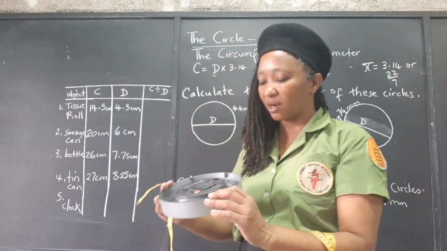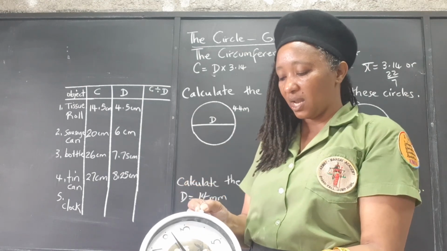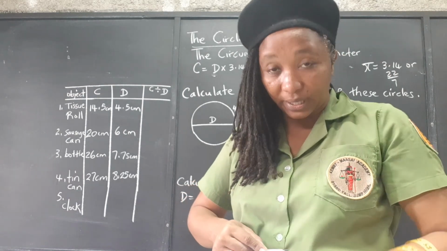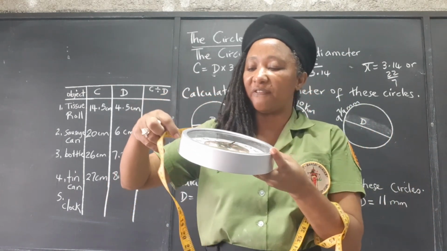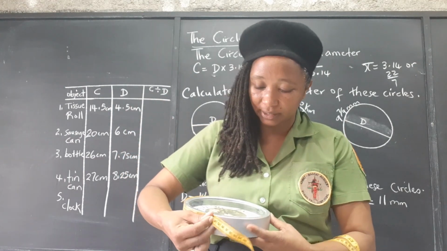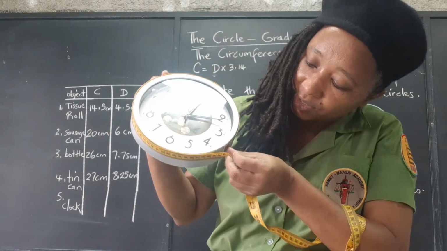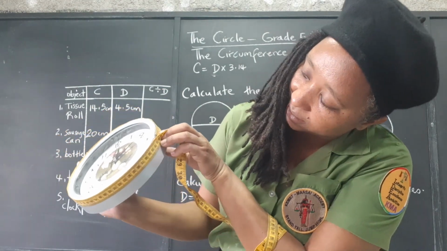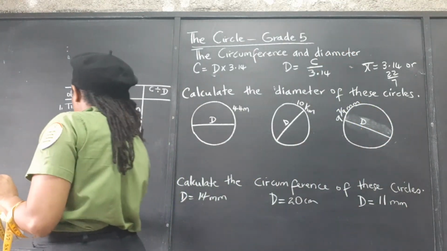And for the clock, I'm going to measure along the face of the clock. Let me mark where I'm starting. The circumference would be the distance around the face of the clock. It's a circular clock. So these are all circles. Remember, we're focusing on the circle, right? So the distance all the way around, that is 62 centimeters.